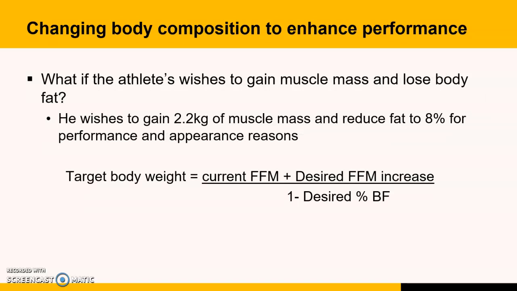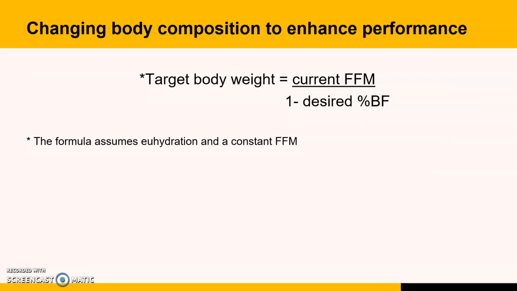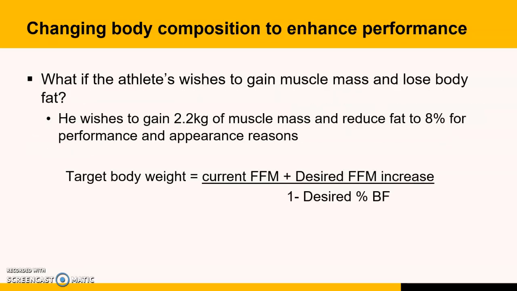Cuma dia kata, dia wish to gain 2.2 kilogram of muscle mass and reduce fat to 8% for performance and appearance reasons. So, target body weight, dia sama saja tadi. Cuma apa yang dia buat adalah, okay, current fat free mass kena tambah dengan desired fat free mass increase. Ya. Then they have to divide by 1 minus desired percentage of body fat.